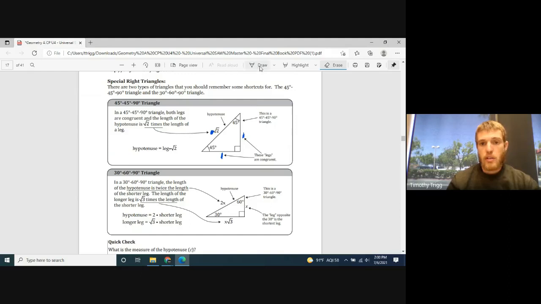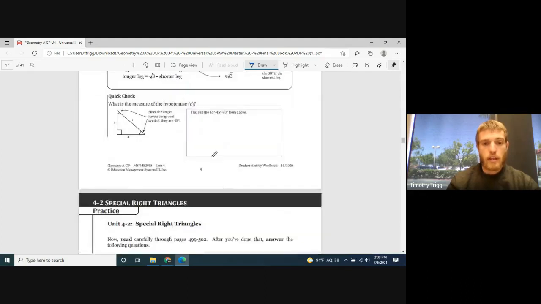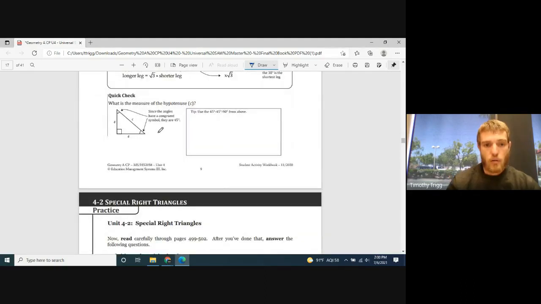Now, how do we use this property about this special right triangle? Well, I'll show you. Let's look at this 45, 45, 90 triangle. We know it's a 45, 45, 90 because these two angles are the same, and you can see that these two sides are the same. The two legs have the same length. So that tells me right away this is a 45, 45, 90. So what is the length of c?